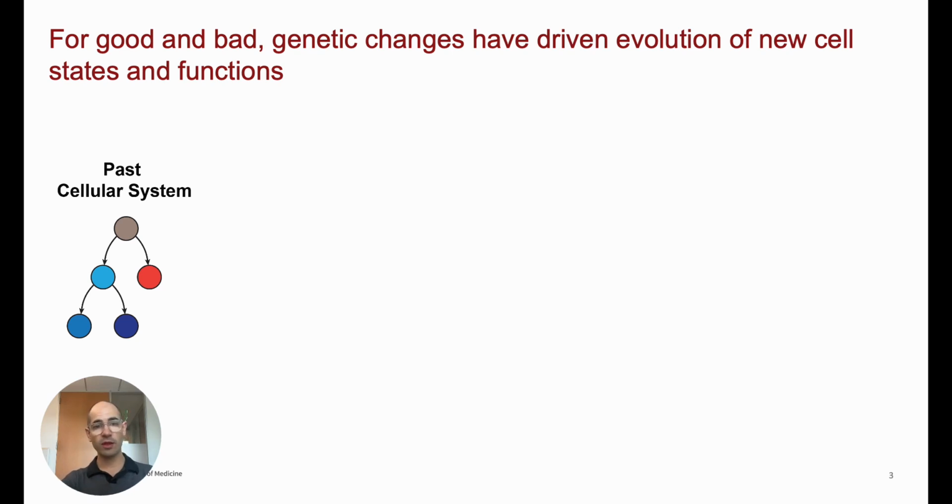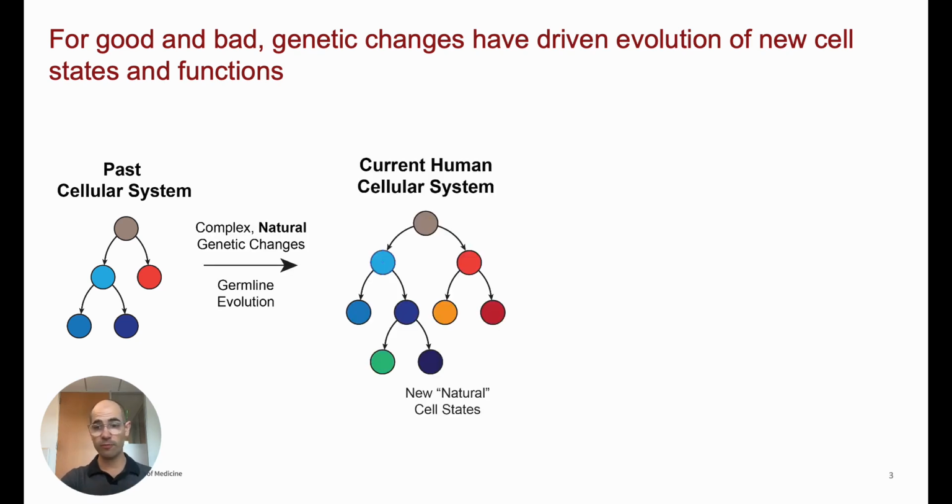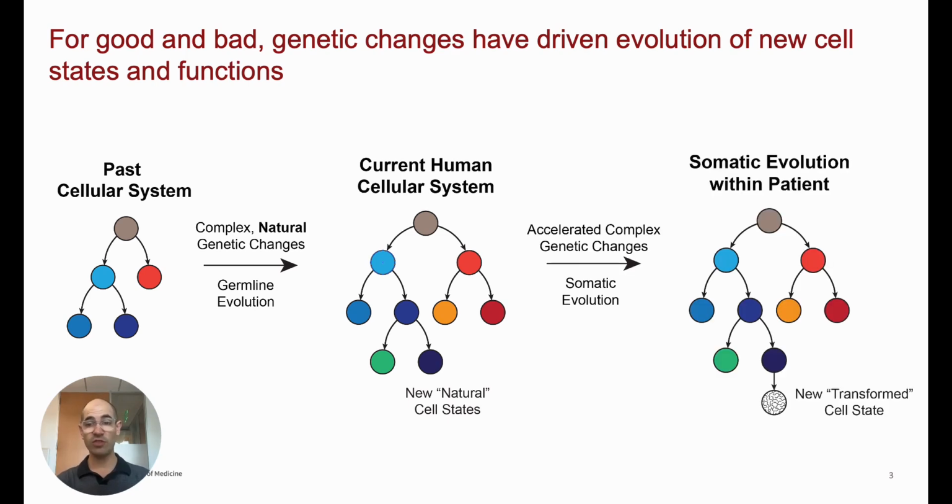Taking cues from natural systems, new cellular functions and new cellular states have evolved innumerable times through our evolutionary past through the acquisition of complex genetic changes over the course of evolutionary time, and then more rapidly within individual patients through complex genetic changes within somatic cells, leading to the evolution of the new transformed cellular state that we call cancers.